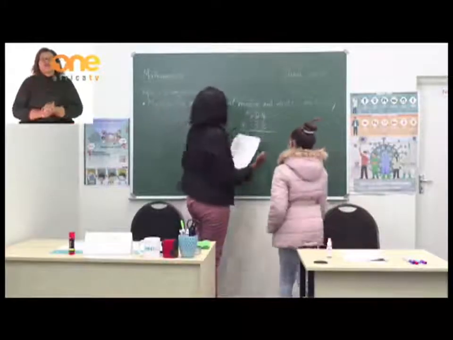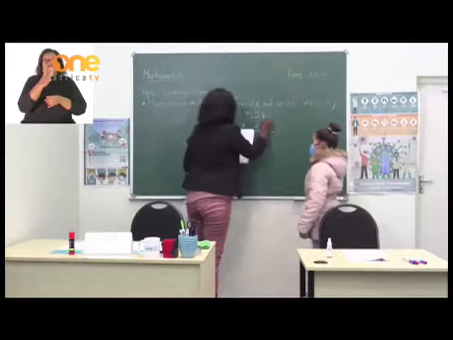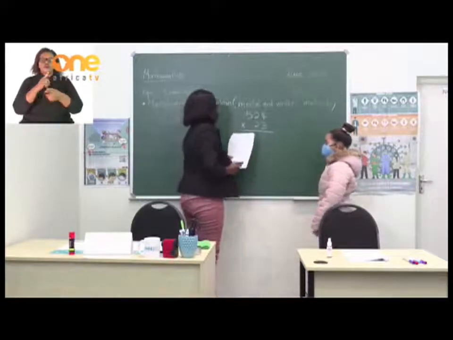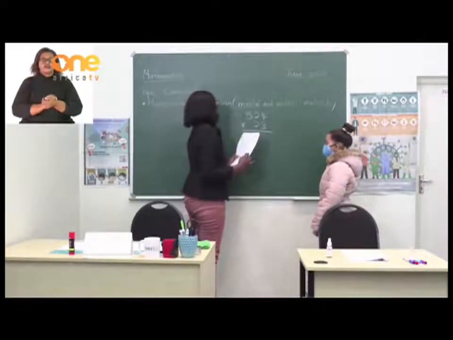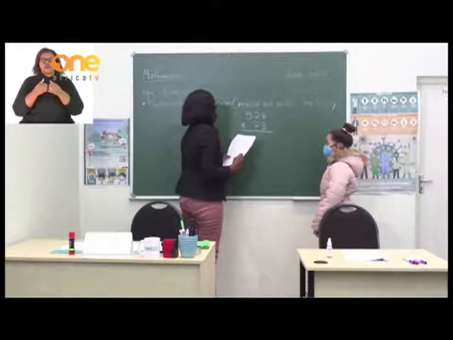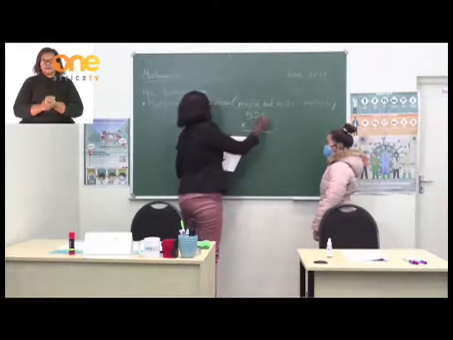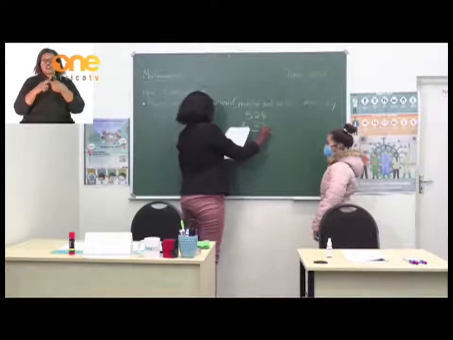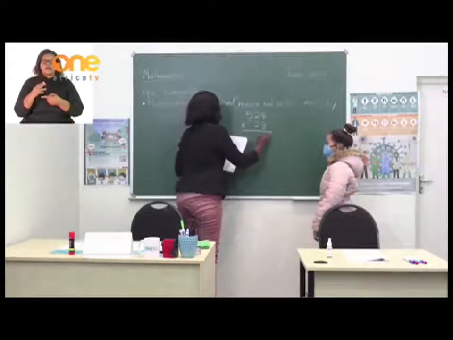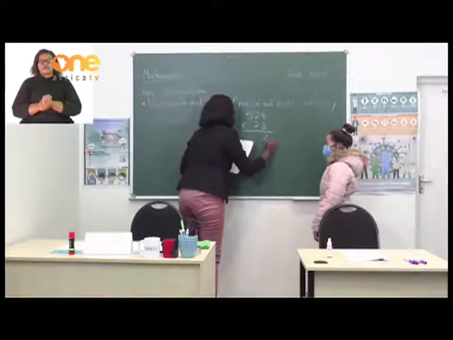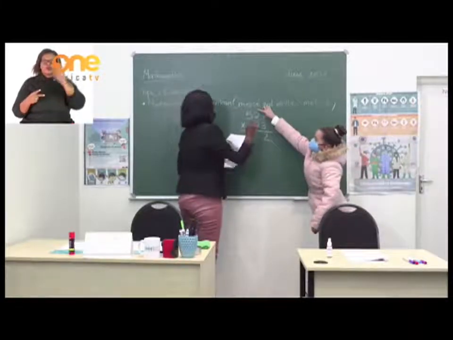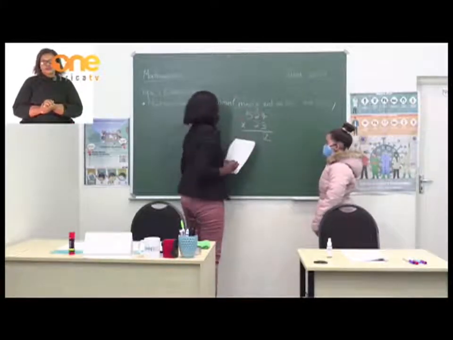We have 524. We multiply it with 23. We start to multiply with the first digit. Okay, we start with 4 times 3, which is 12. We write the 2 here, and then we carry over a 1.